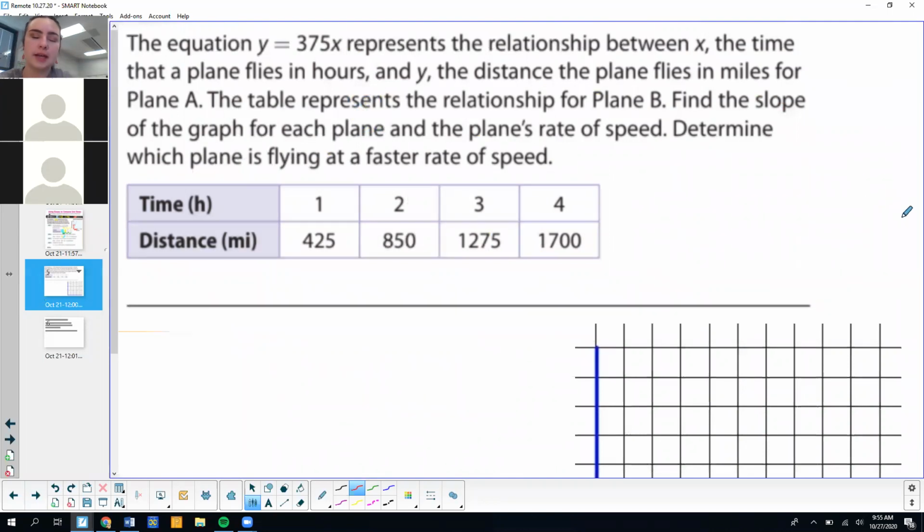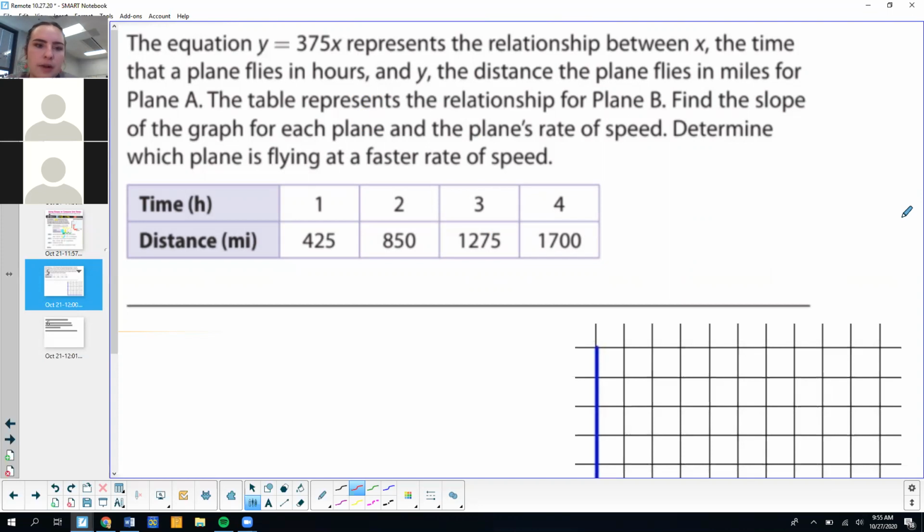And guys, this is a lot of skills in one. We're gonna spend a lot of time on slope, and a lot of time practicing graphing. So if you're not getting it right away, don't panic. This is a lot of application, so we will work on this for sure.